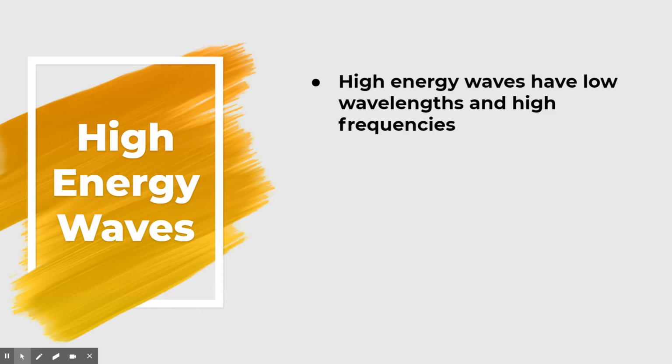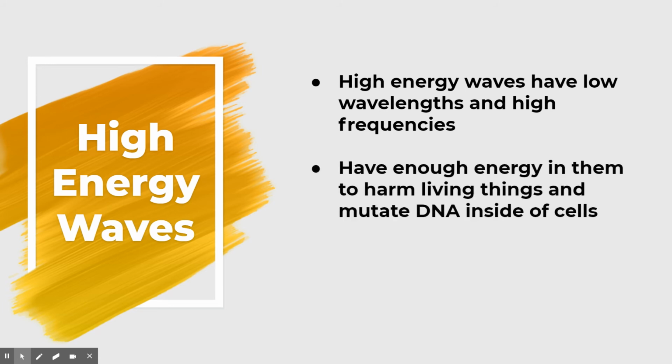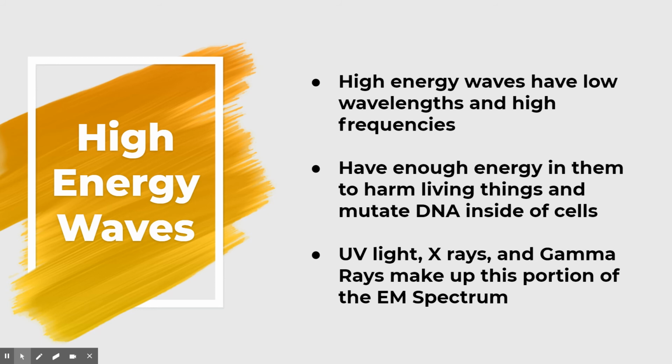That brings us to our high energy waves. These are the waves that have low wavelengths, so they're very, very small wavelengths, but they have high frequencies. Our eyes can't detect them. They do have enough energy to harm living things. One of the things they would do is mess up the DNA or mutate it, changing the DNA within your cells. This causes problems with your cells copying themselves. It causes problems with them creating proteins. And if the cell doesn't die from this, a mutation can actually be very, very dangerous to us. UV light, X-rays, and gamma rays make up this portion of the EM spectrum.